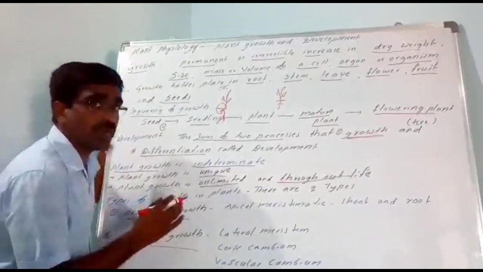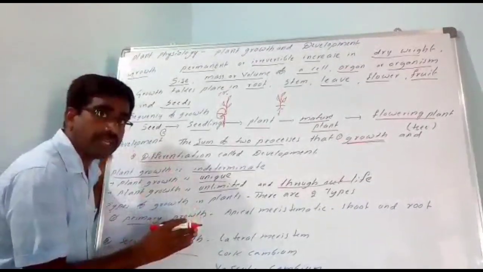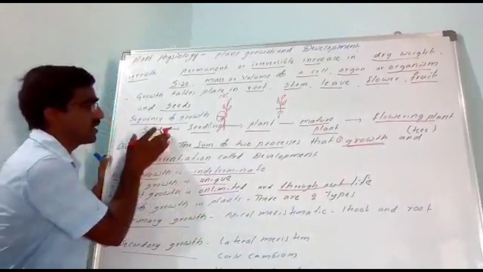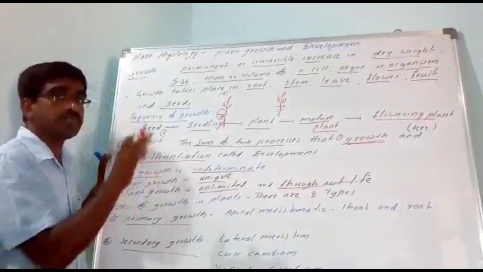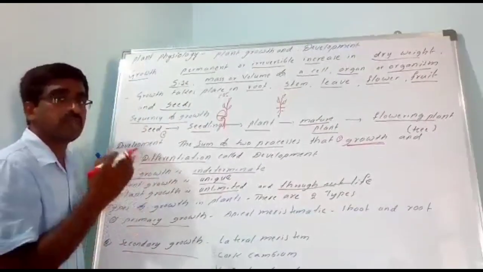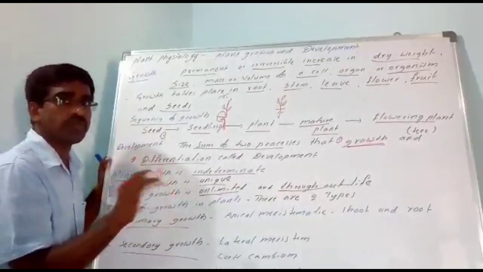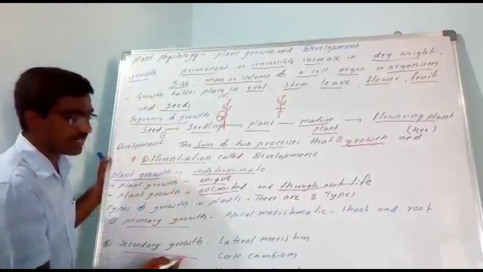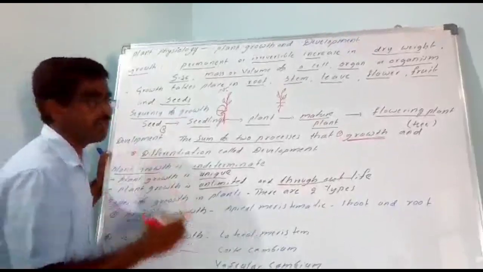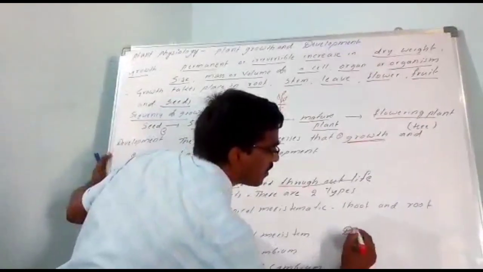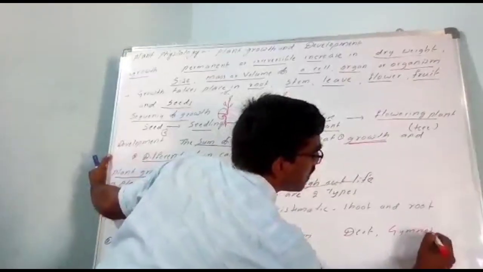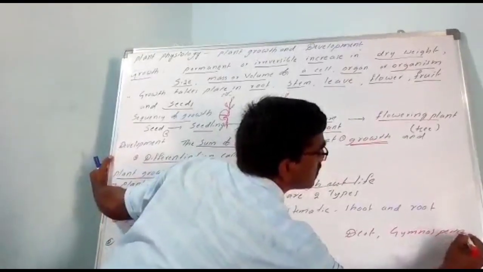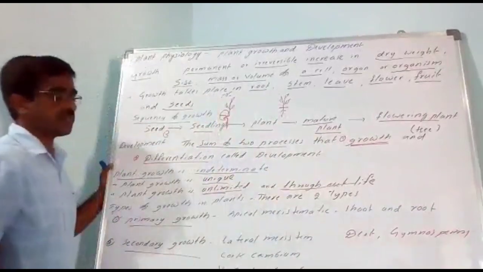Primary growth is a common process in each and every plant variety. It takes place from the seedling to the flowering plants. It is a common process, commonly takes place in each and every plant body, that is monocot or dicot or gymnosperms, whatever. But secondary growth takes place only in dicot plants as well as gymnosperms. Other than these two varieties, secondary growth does not take place.